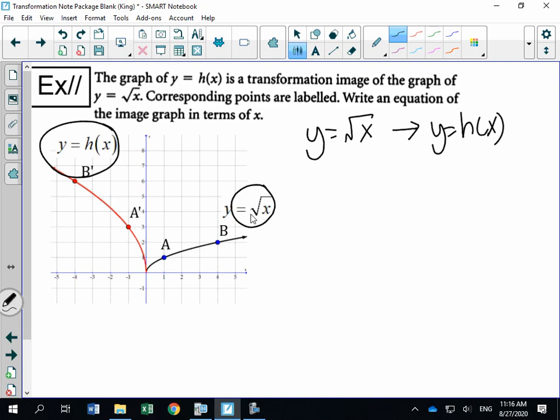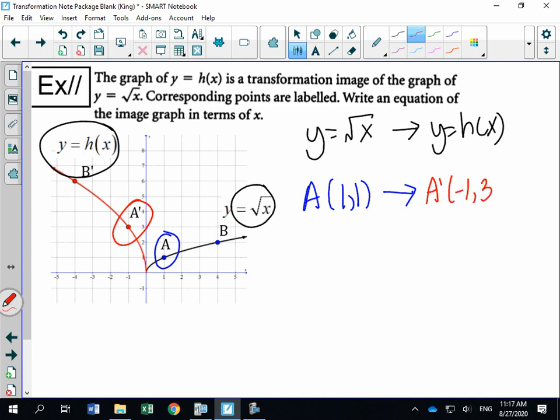Okay, so how we do this is you take your first point that they give you, which is A, and they say that this point is at (1, 1). After the transformation, that point becomes A prime. The image point A prime is at (-1, 3). What we are going to look at is what happens to our x's and what happens to our y's. Okay, now before we do that, let's do our B and our B prime.